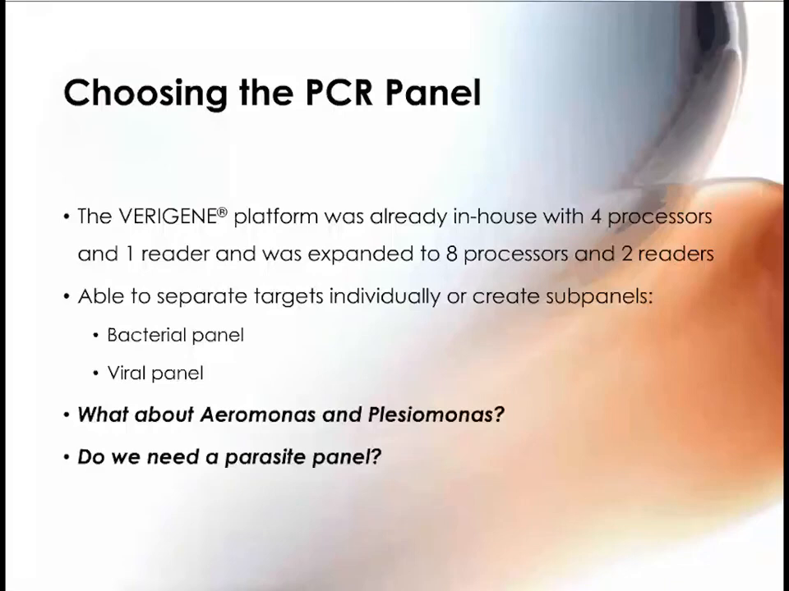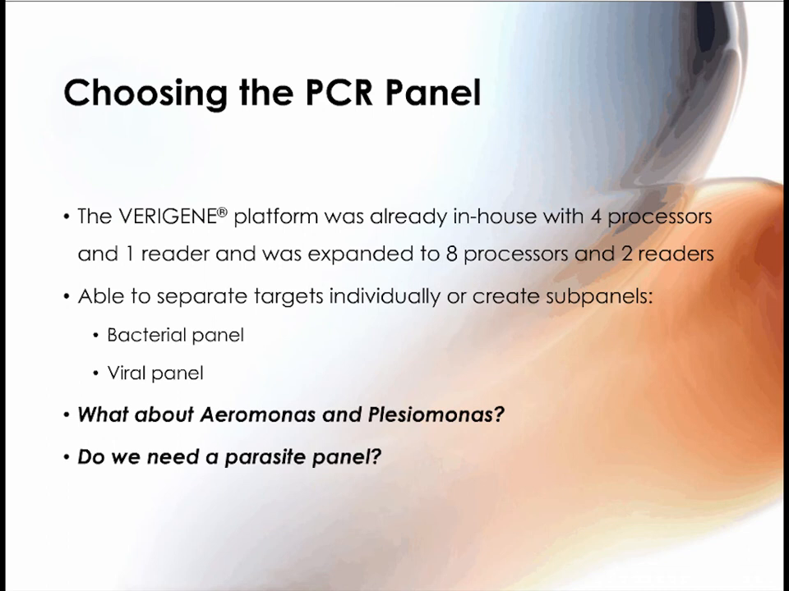So choosing the PCR, the VeriGene, we had at that time 4 processors, 1 reader. We increased to 2 readers and 8 processors. And we are able now to create 2 subpanels. One will be a bacterial panel and one will be a viral panel. We are not going to screen for viral infection routinely in every patient, but if a physician wants to order both panels, they are able to do it.